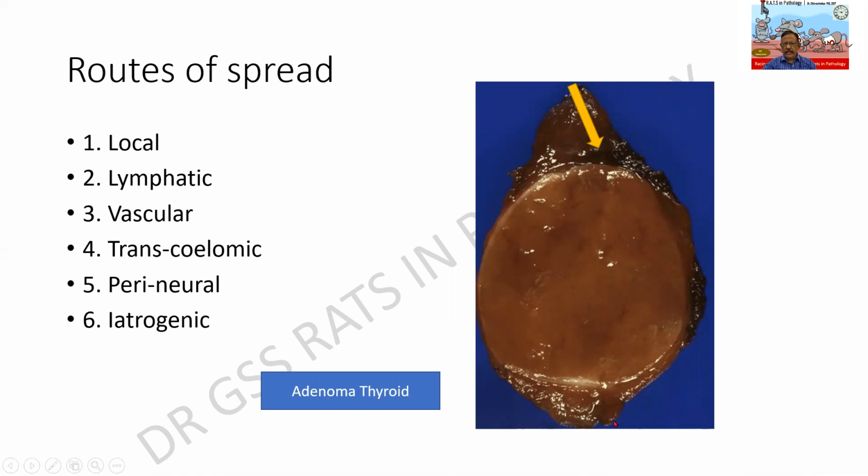Incidentally, I am seeing a tumor of the thyroid on the screen. This is a normal thyroid, and this is the end of the tumor. This is the tumor proper. This is a capsule as such, which appears to be intact. So it is a case of an adenoma or a benign tumor of the thyroid.